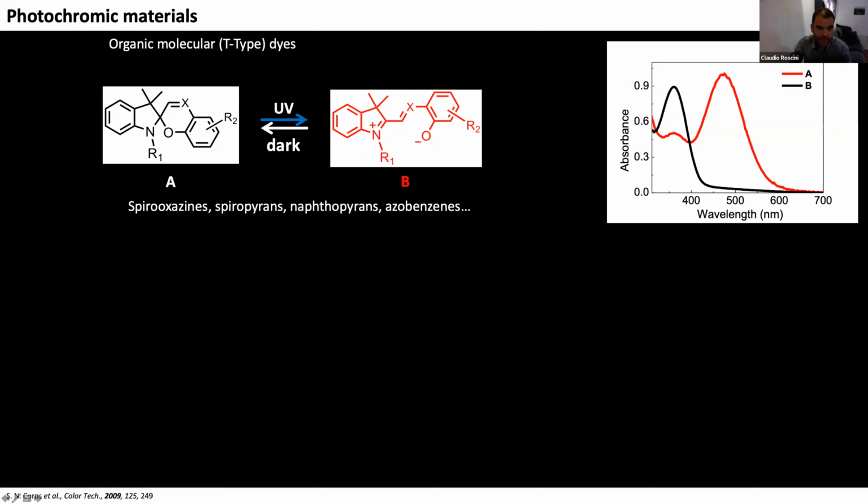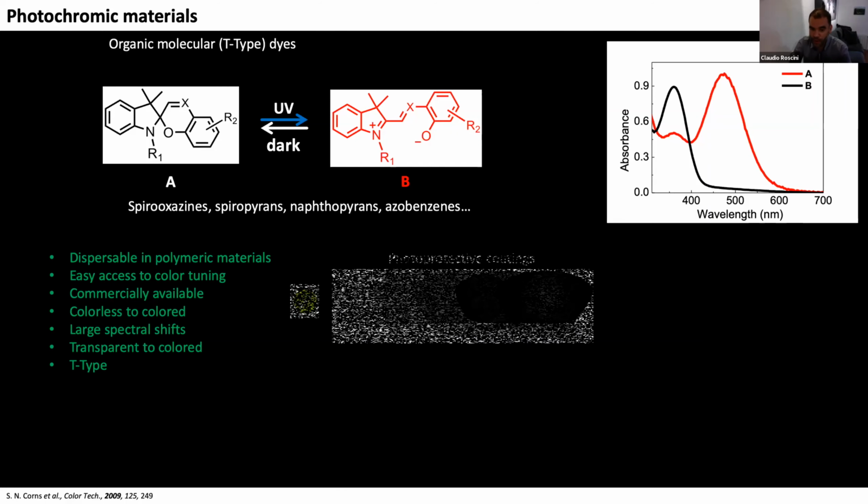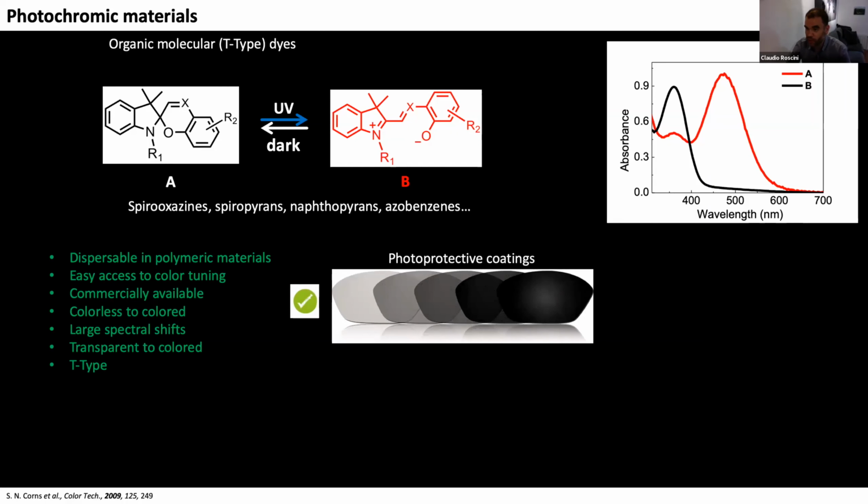Now, these molecules generally go from a colorless state to a colored state when they absorb light, and recover the clear state when they are in the dark. For this reason, these molecules are already employed as a photoprotective coating in ophthalmic lenses.